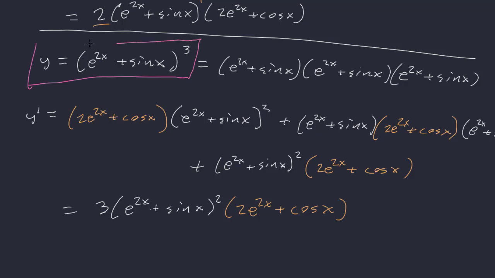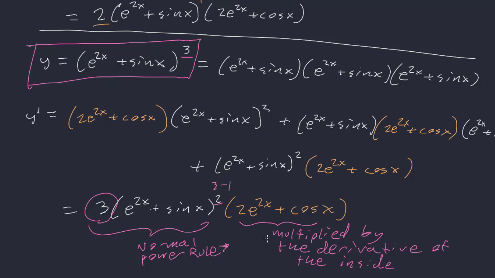This was our original function. And note, all we've done to get from here to here is we've moved the 3 down, subtracted by 1. So there's the 3 minus 1. So we've done the normal power rule. We just multiplied by the derivative of what's on the inside.